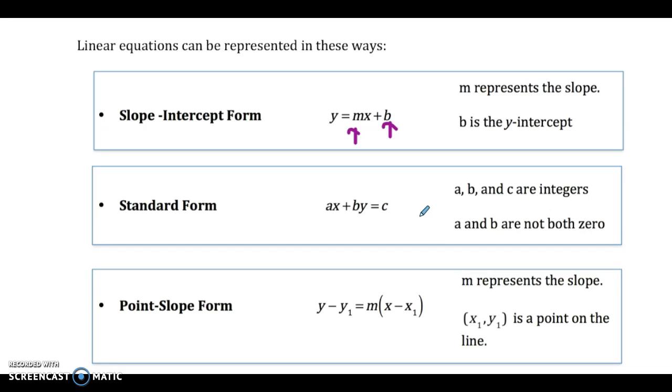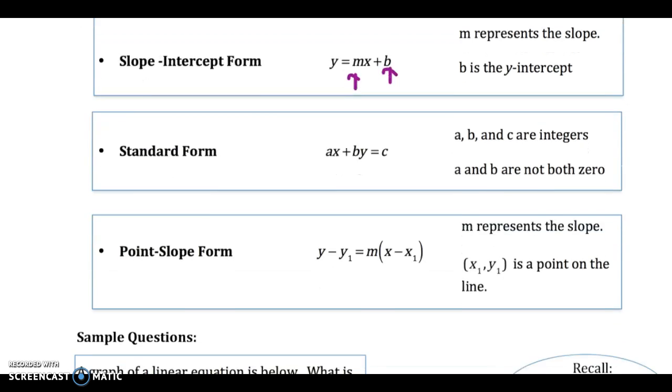Standard form is great because with standard form, you can quickly plug in a 0 for x and find the y-intercept, quickly plug in a 0 for y to find the x-intercept. So it's great for graphing. It's a quick way to graph if you have an equation in standard form. But remember, you can't just look at standard form and say, hey, here's my rate of change or my slope, or here's my y-intercept without doing a little bit of work.